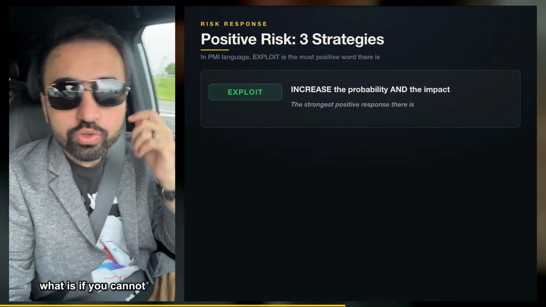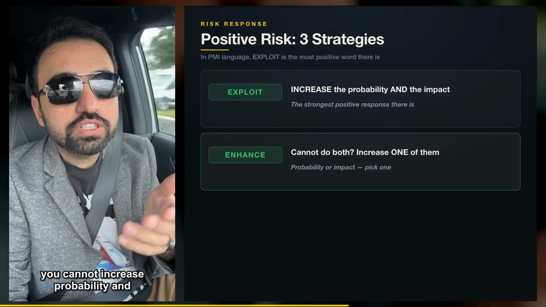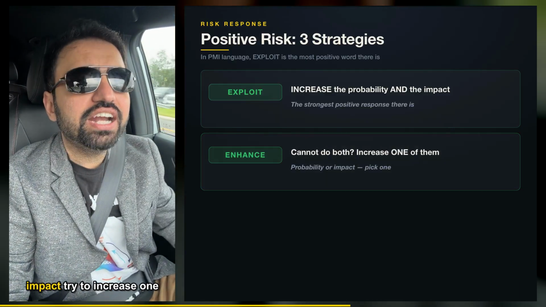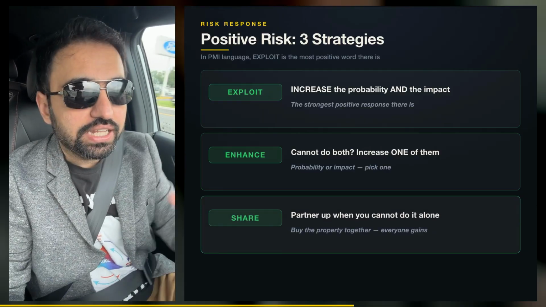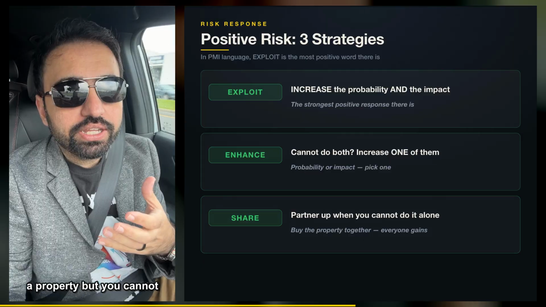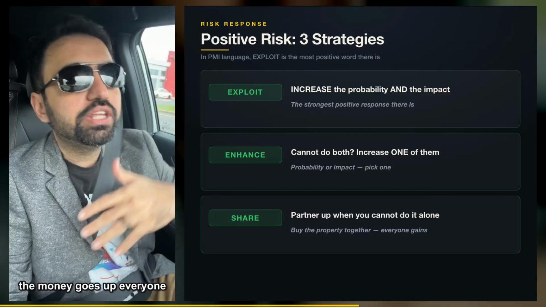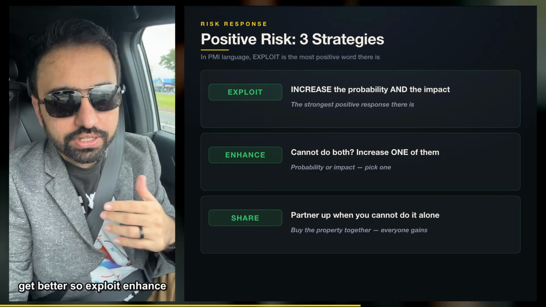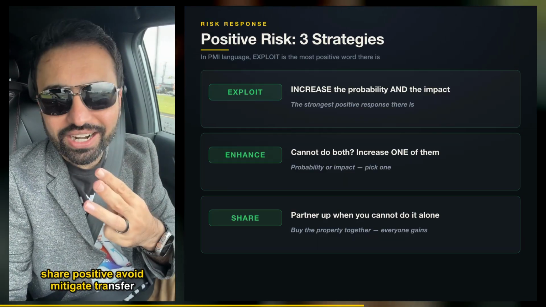If you cannot exploit, we have enhance. If you cannot increase probability and impact, try to increase one of them. Then we have sharing of the risk. Let's say you want to buy a property, but you cannot buy it alone. You get a pool of money. When the value goes up, everyone gets a benefit. So exploit, enhance, share are positive; avoid, mitigate, transfer are negative.